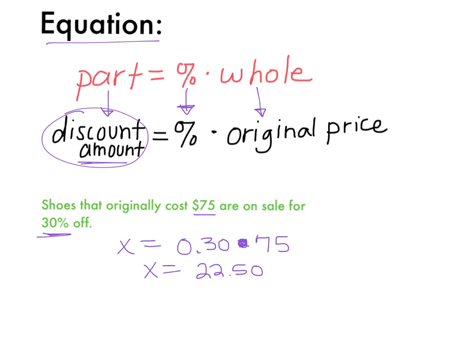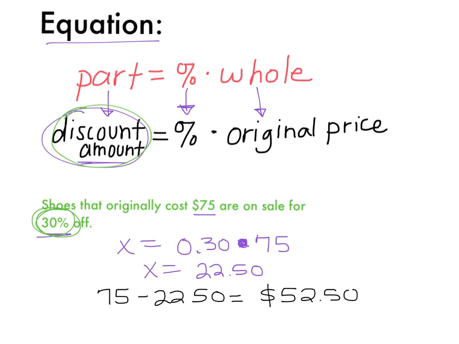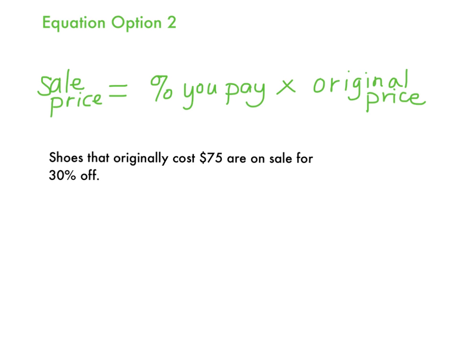Now, again, that's not the price I'm paying. That's my discount, okay? Because this percent, that was my discount amount, my sale, the percent I get off. Okay, so now to find my final price, I'm going to do 75 minus that $22.50. And if I do that, I end up with $52.50. And you'll notice that's what we got on the last page when I solved it with a proportion. All right, so that's one way you can use an equation.